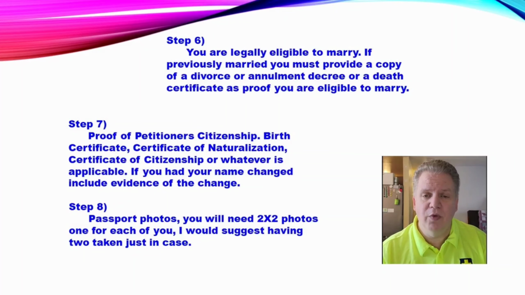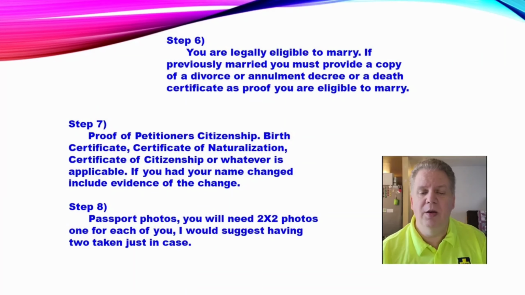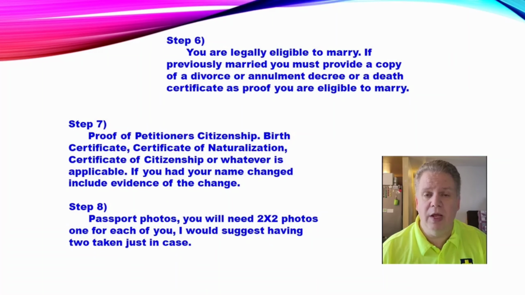Step 6, proof you are legal to marry. If you've been previously married, you need to provide a copy of your divorce or annulment decree, a death certificate if your previous spouse has passed, to make sure that you show that you are eligible and legal to marry.